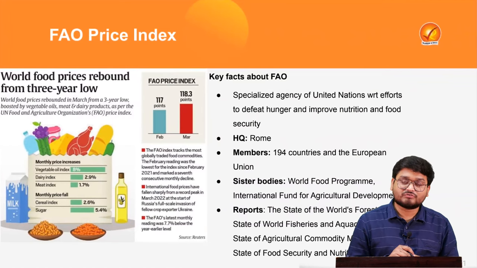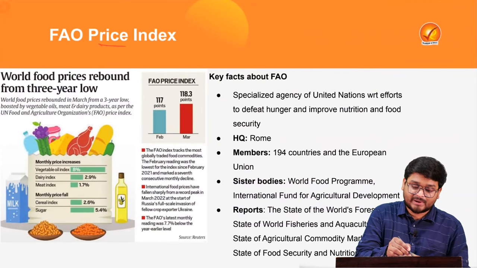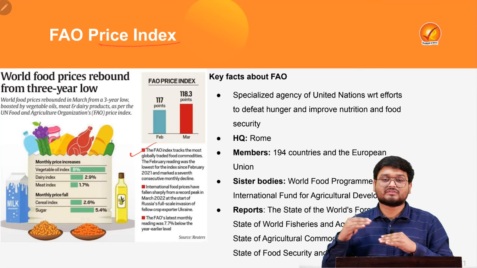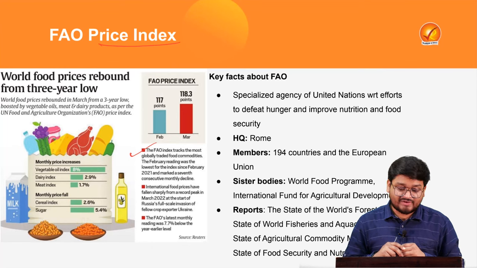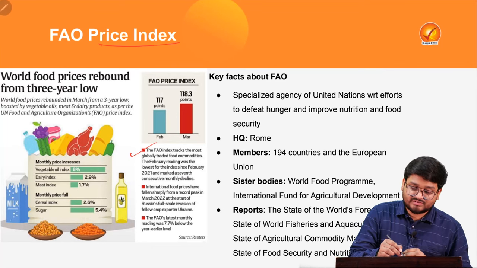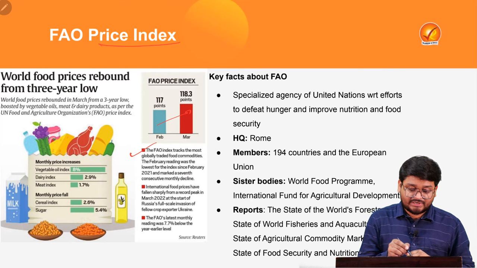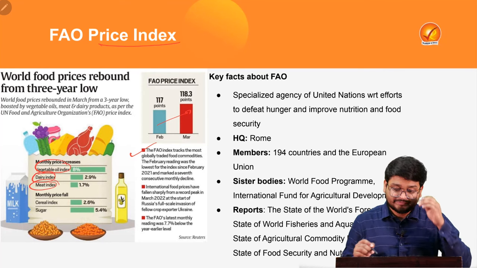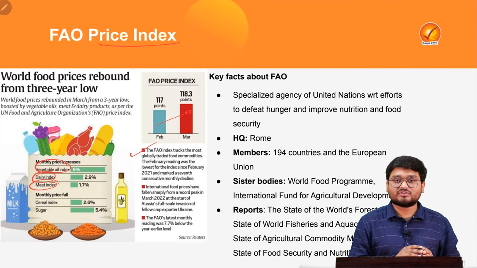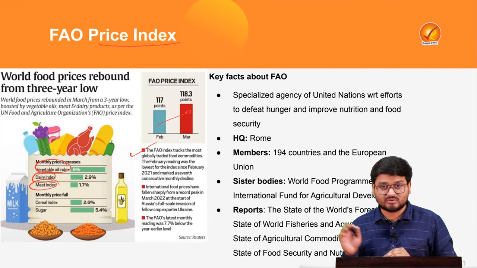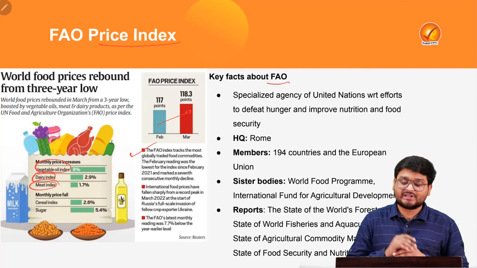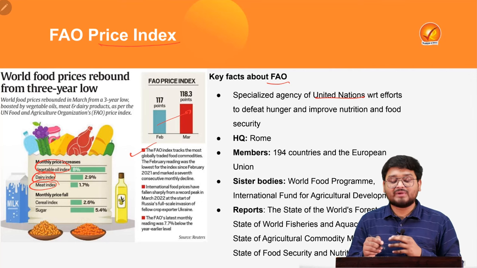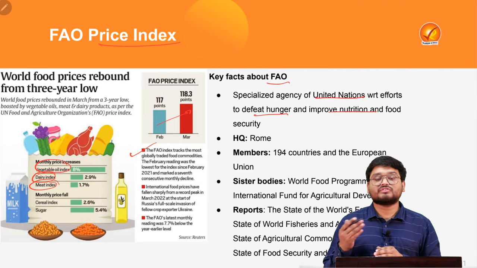In the next one, we'll be looking at the Food and Agriculture Organization's price index. As we can see, this is a price index, or say the increases in the prices of agricultural commodities in the global world, which has increased recently, particularly fueled by the vegetable oil index, dairy index and meat index. Right now we have to look at this index, because it is a very, very important marker for agricultural commodities all across the world, and it has been released by the FAO. FAO is a specialized agency of the UN, and it aims to defeat hunger and improve nutrition and food security in the entire world.